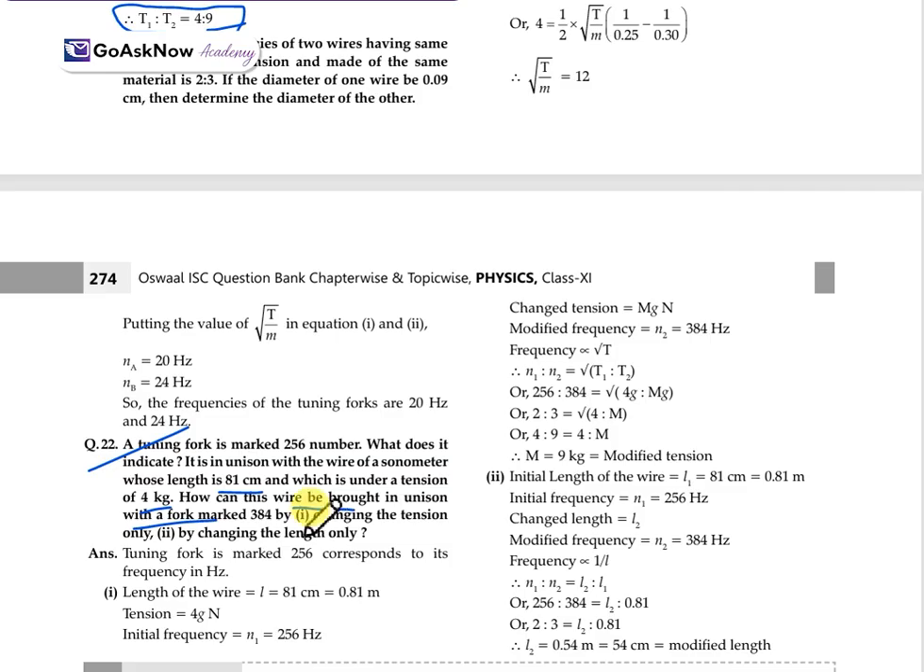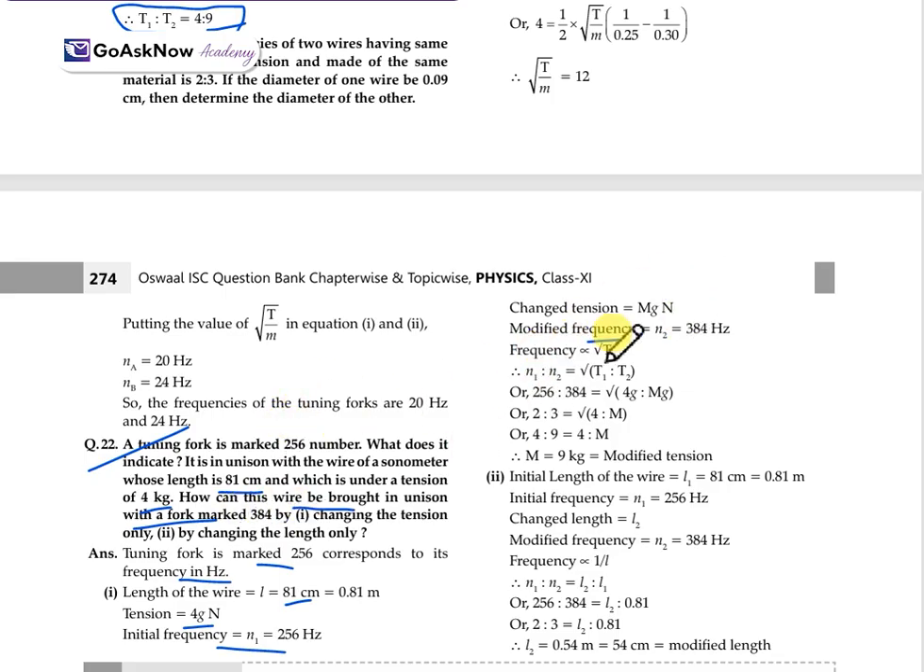So firstly, according to the given condition, the tuning fork frequency is 256 hertz. Let's find out: the length of the wire L is equal to 81 centimeter. We'll convert it into meter, which is 0.81 meter. And tension will be equal to 4 g Newton. Then also initial frequency N1 is equal to 256 hertz. So firstly, change in tension, this is equal to mg. So the modified frequency N2 will be equal to 384 hertz as according to the question.